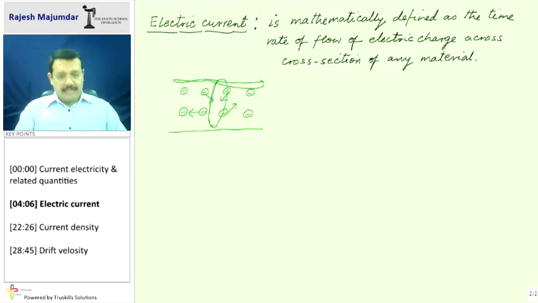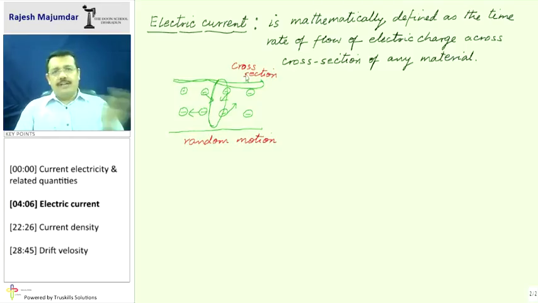Now, we call it random motion. That means almost a similar number of electrons are moving across the cross section. This is the cross section. Similar number of electrons are moving from left to right as from right to left. So the net flow of electron is 0. Right? Do you understand that?